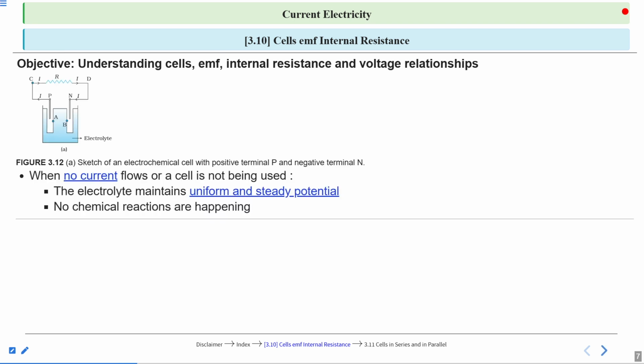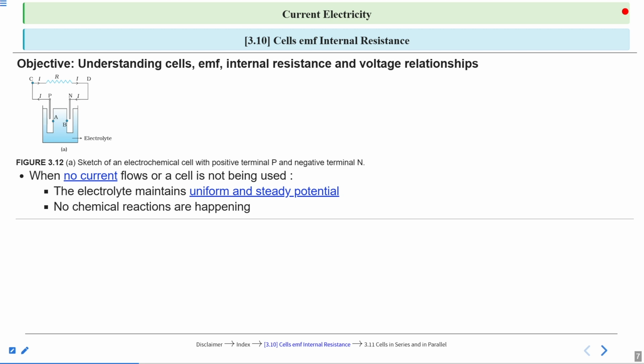So again, diagram. When no current flows or a cell is not being used, there is no current flowing between the electrodes. Which means the cell is not being used. We are not drawing any current from the cell. We have not connected any component across the electrodes, and the circuit is not closed.